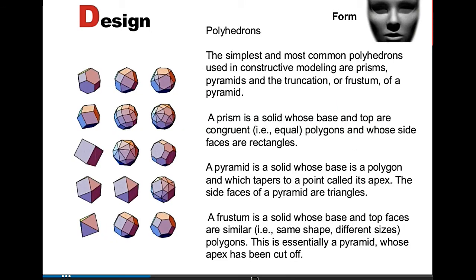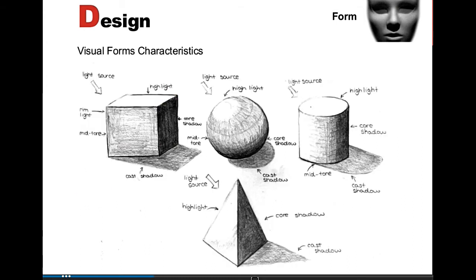The polyhedrons. The simplest and the most common polyhedrons used in constructed modeling are prisms, pyramids, and the truncation or frustum of a pyramid. Visual forms characteristics. These are the basic visual forms like the cube, sphere, cylinder, and the pyramid.